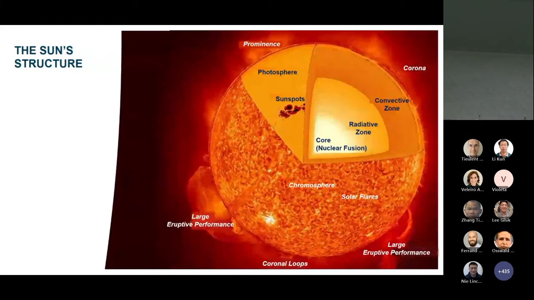This is a view. I spoke to you a little bit before about the sun. This is a view of how the sun works. The nuclear reactor in the sun is in the core. It's not the whole sun that has fusion going on. It's mostly in the core, but the temperature is about 15 million degrees. It's actually 1/10 of what we will achieve in ITER.